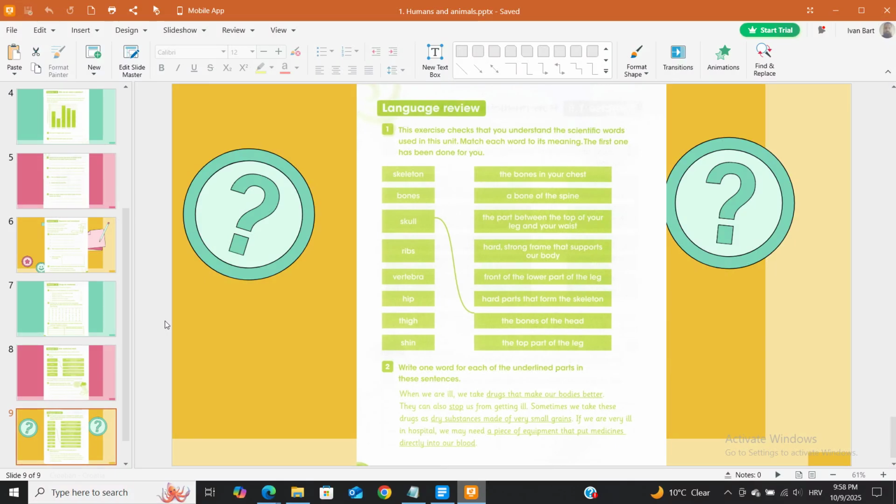2. Write 1 word for each of the underlined parts in these sentences. When we are ill, we take drugs that make our bodies better. They can also stop us from getting ill. Sometimes we take these drugs as dry substances made of very small grains. If we are very ill in hospital, we may need a piece of equipment that puts medicines directly into our blood.